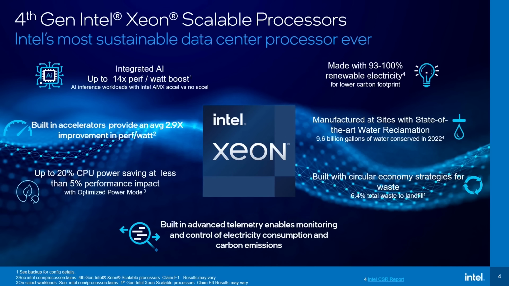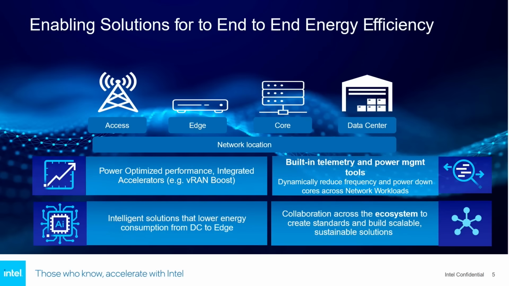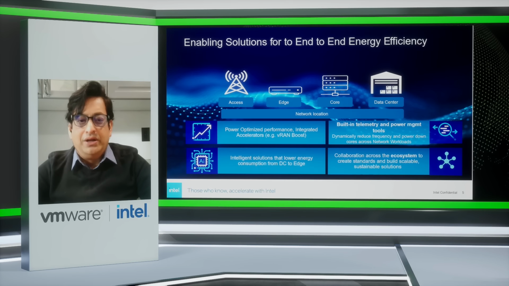Now, how does this matter to the end customer, the communication service provider? With these features, we are able to, with the built-in accelerators, across the network location, all the way from access to the core data center, drive end-to-end energy efficiency with power optimized performance. We introduce our 4th Gen Xeon Scalable with vRAN Boost, where we're able to offload the L1 processing for vRAN onto an onboard accelerator within the CPU package itself, and that is able to give us incredible power and performance.